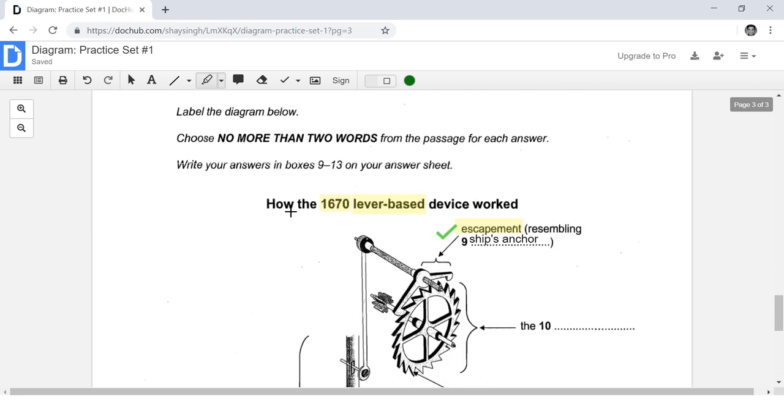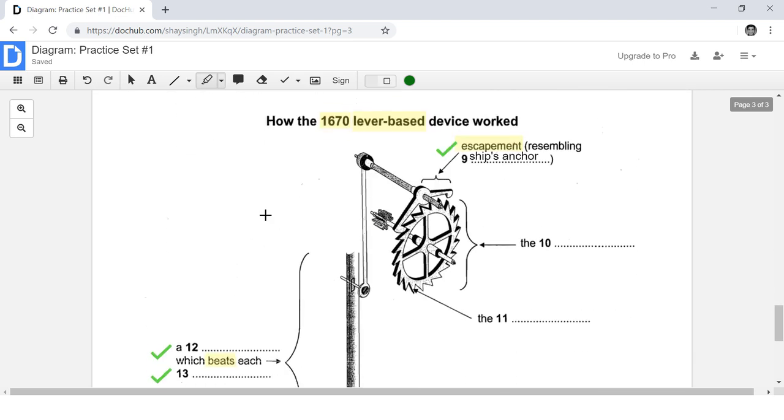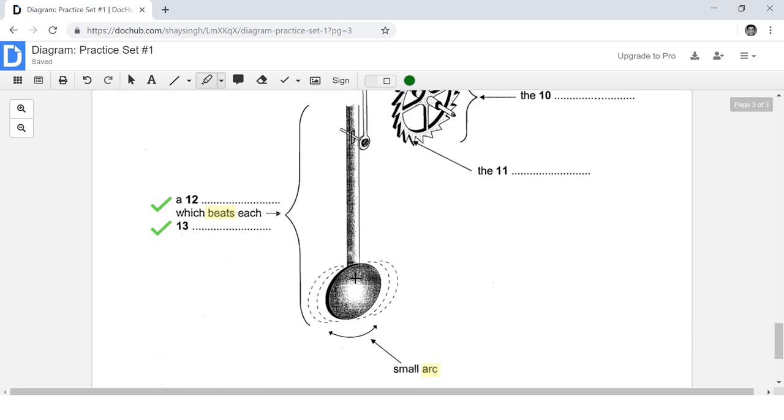So let me take you down to the question one more time. A dash which beats each second, right? What beats each second? A long pendulum beats each second. And that's what it's showing you over here. See, this is a diagram of a pendulum. This is a pendulum, and it is swinging from left to right, from one side to the other side. Or it is moving in a rhythm that has a beat per second. It moves once per second.